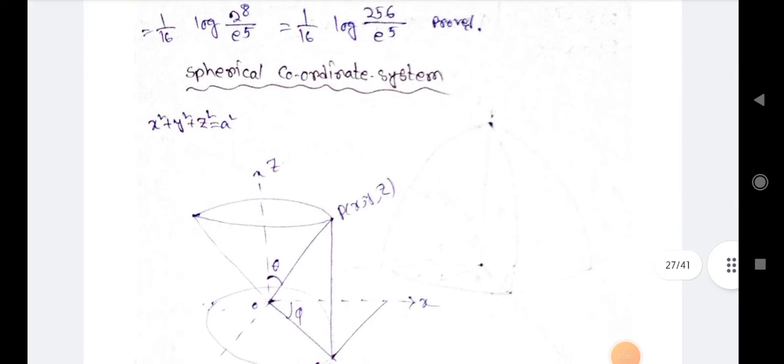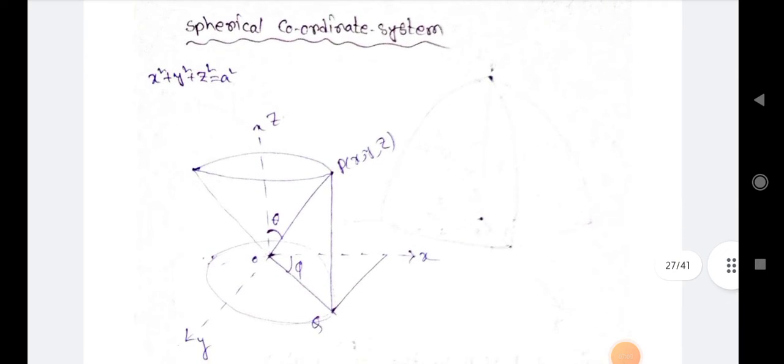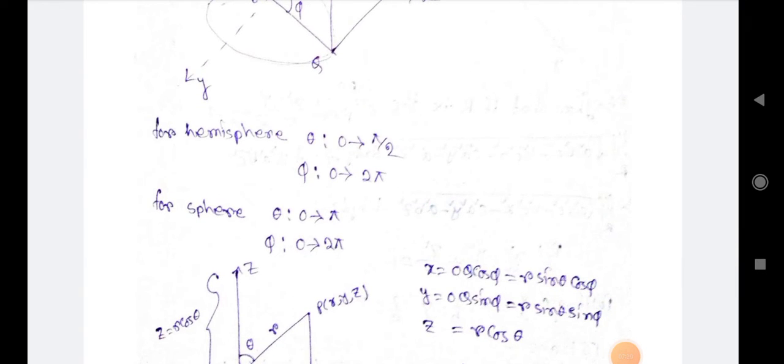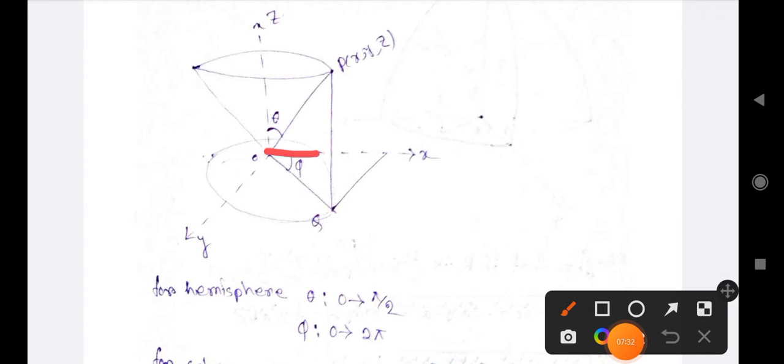Now, spherical coordinate system. What is spherical coordinate system? The equation of a sphere is x square plus y square plus z square equals a square, and for hemisphere theta tends to 0 to pi by 2, phi tends to 0 to 2 pi. What is theta and phi? This angle is phi and this is theta.